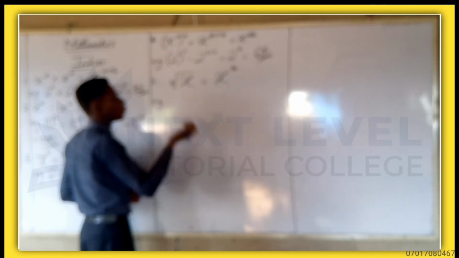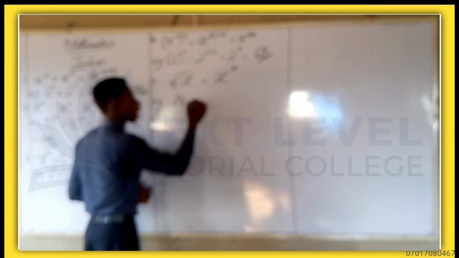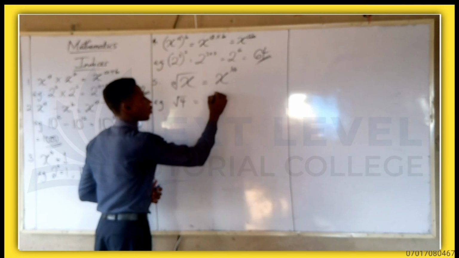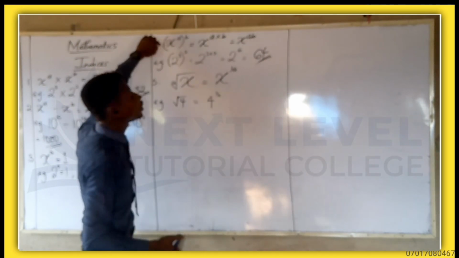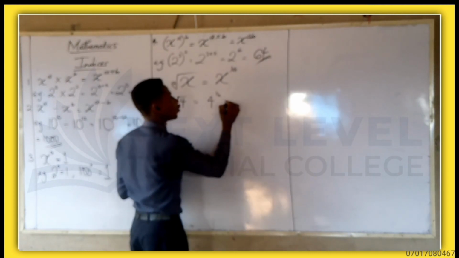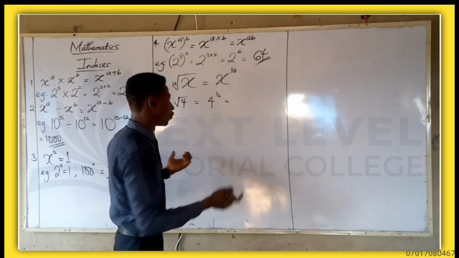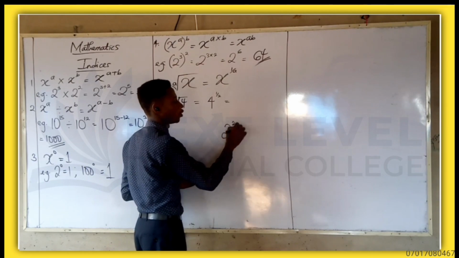For example, if I have the square root of 4, I can write the square root of 4 as 4 raised to the power 1 over 2. Now to simplify this further, I can make use of this law up here and take 4 to index form. In index form, 4 is 2 raised to the power 2.